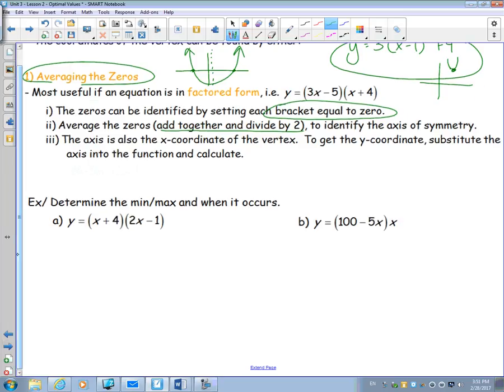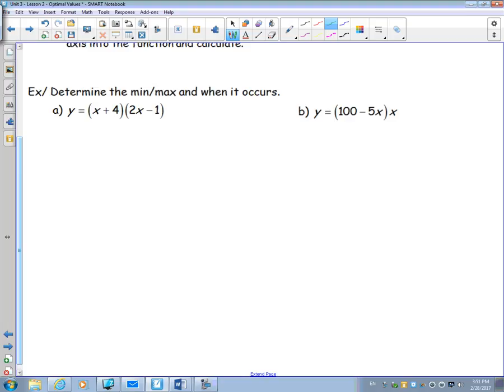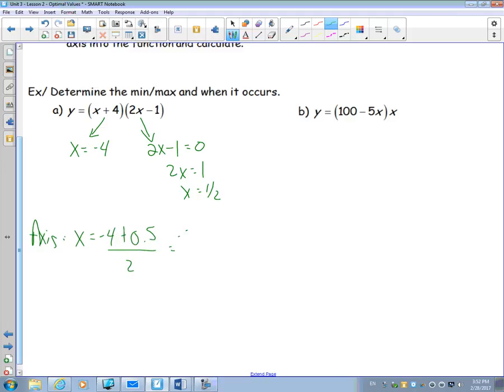So let's try some. Find the min or max and when it occurs. So the first thing I need is to find my zeros. That one's an obvious one, it's -4. This one's not so obvious, but I can solve for it by figuring out what makes it equal to 0, so 1/2. Here's my zeros. My axis will be the midpoint of these things. So I'm going to add them together. I'm going to change 1/2 to 0.5 divided by 2. I get -3.5 divided by 2, which is -1.75. That's where my max or min occurs.